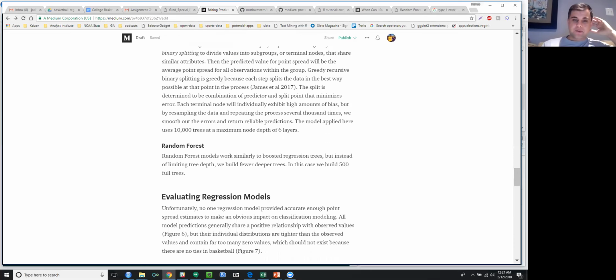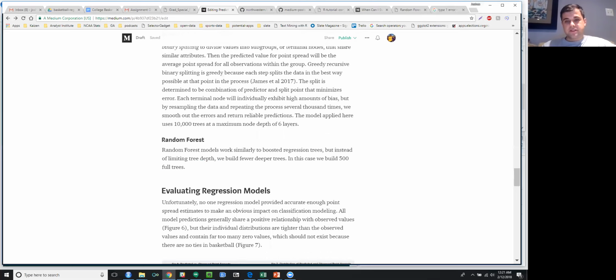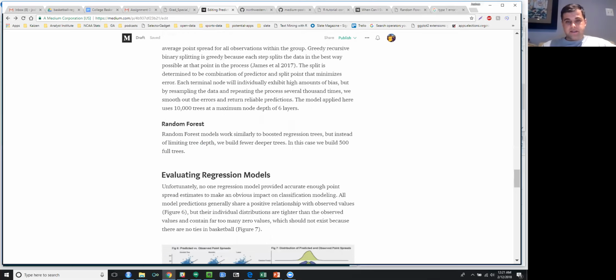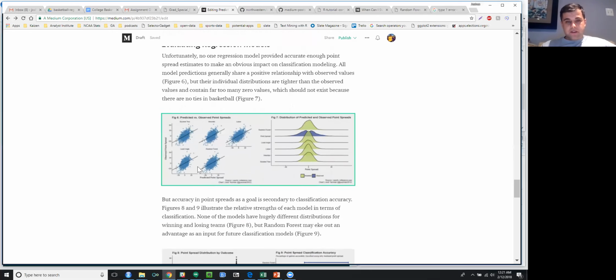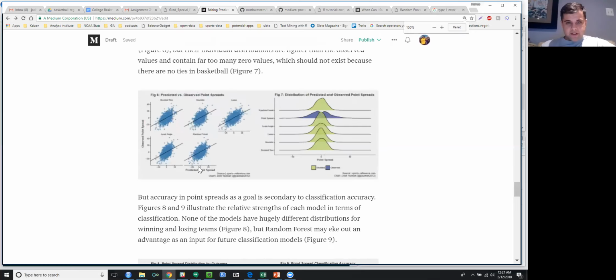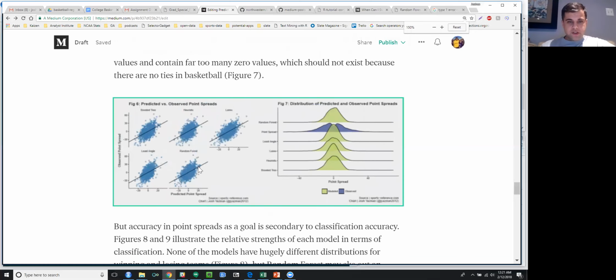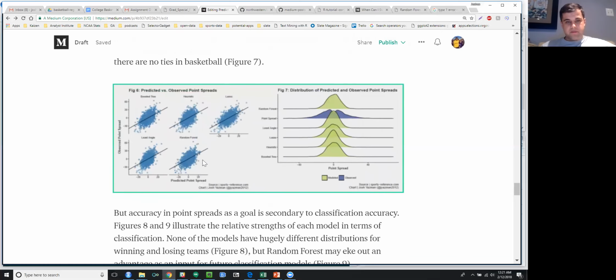And then the last thing I did here was random forest. Random forest, again, works similarly to boosted regression trees, except instead of cutting off a node depth, random forest just builds the entire tree as far as it wants to go. So evaluating those models, let's see if I can zoom in here. They all generally have a positive relationship with observed point spread. That's what we're seeing in figure 6 here.